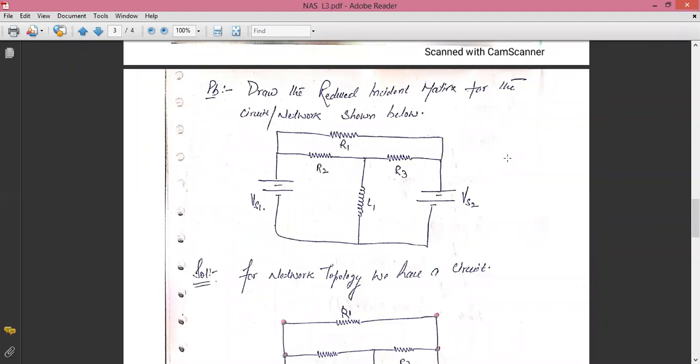Okay, fine. Now see, this is the numerical. The numerical says: draw the reduced incident matrix for the circuit or network shown below. Now you have one circuit like this. आपको इस सर्किट का reduced incident matrix बनाना है. That means, what I told you in my previous flow chart, that firstly the circuit will be converted into the graph. Graph is ordinary. After that, ordinary to oriented. After that, oriented to CIM. After that, CIM to RIM.